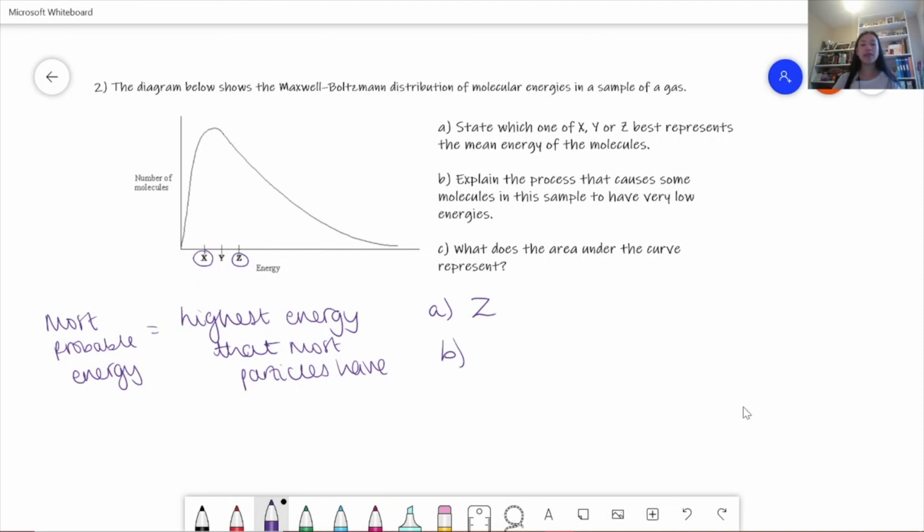And then for B, explain the process that causes some molecules in a sample to have very low energies. So what happens for this Maxwell-Boltzmann distribution to be formed is by loads of molecules being, say, in a box as a sample. So they all collide with each other, and then some of them gain more energy from collisions, but some of them slow down because of collisions.